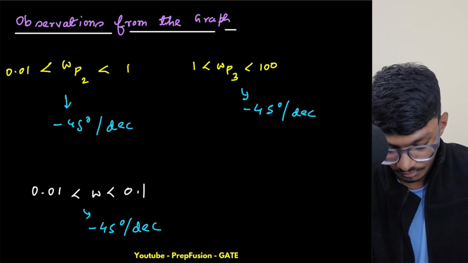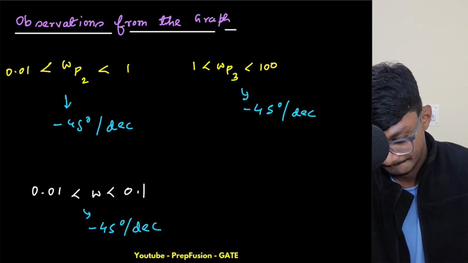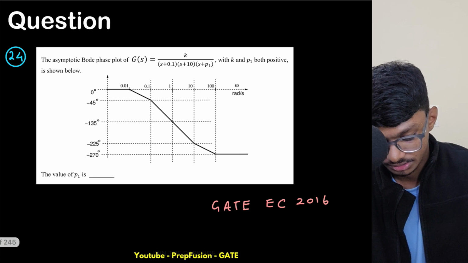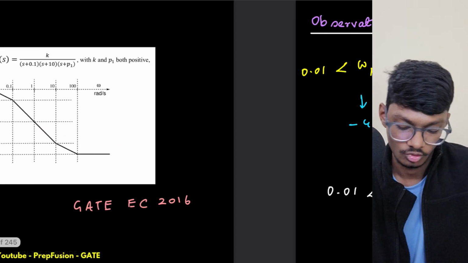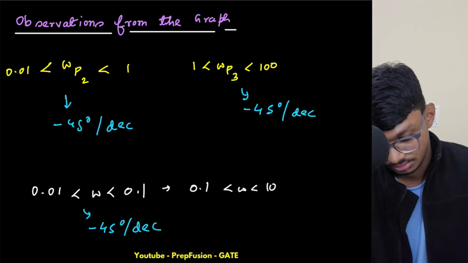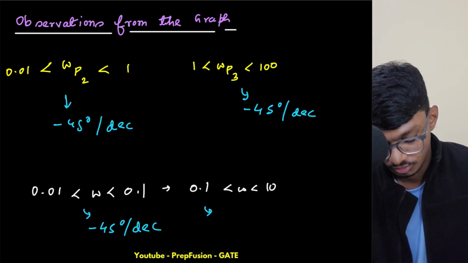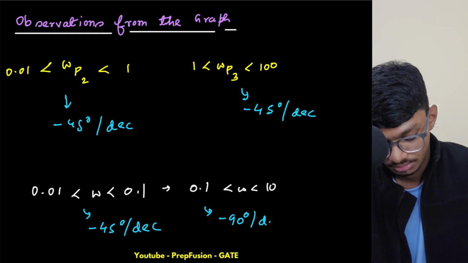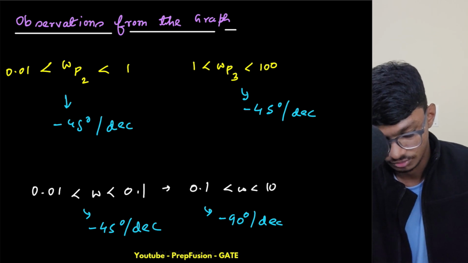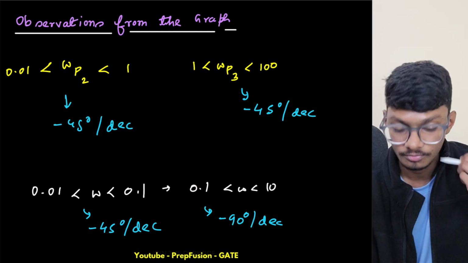But after this, what is happening? After 0.1, up to how much? To almost 10. Not almost 10, exactly 10. My slope is minus 90 degrees per decade. So this is my slope.